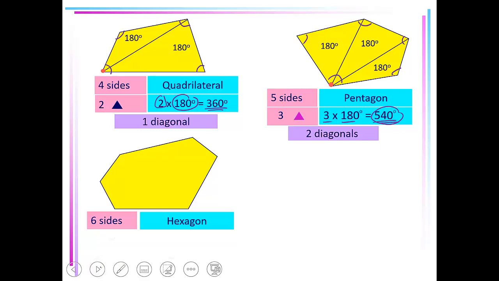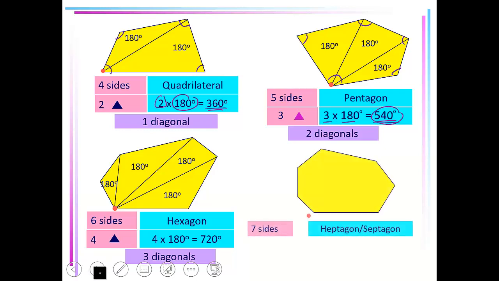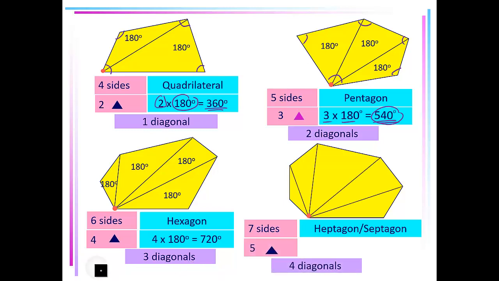And the same goes for the hexagon. The hexagon has 4 triangles, so 4 times 180 equals 720. And same for the heptagon. The heptagon has 5 triangles, so 5 times 180 equals 900.